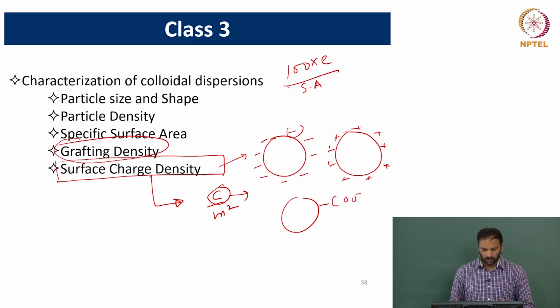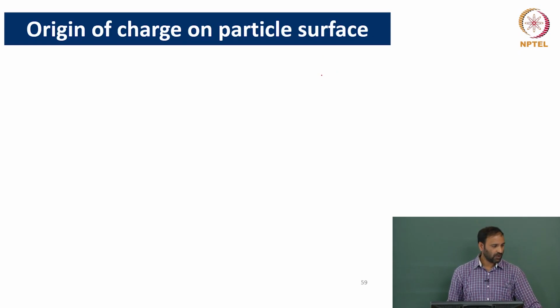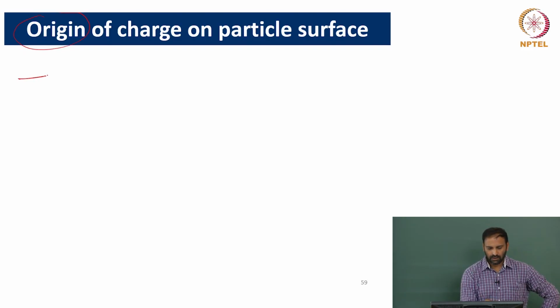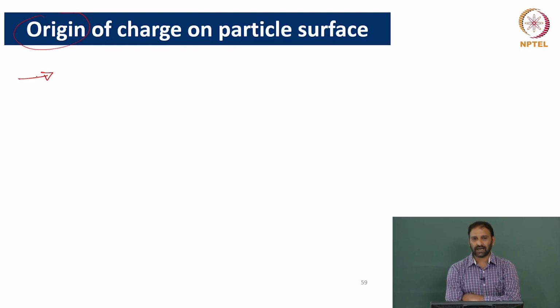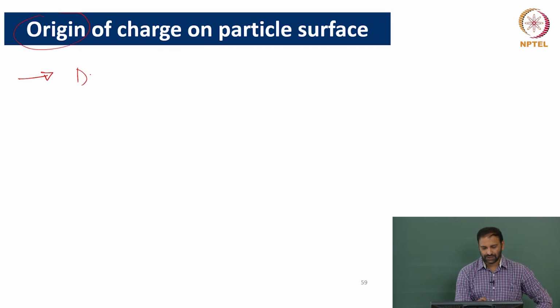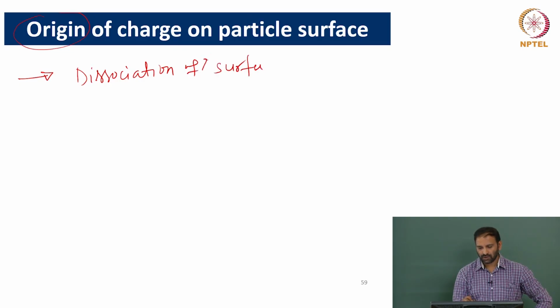So before we talk a little bit about surface charge density, I'll tell you a little bit about the origin of surface charge. Where does this charge on the particle surface come from? There are different mechanisms by which the particles can get a charge. One is by what is called dissociation of surface groups.